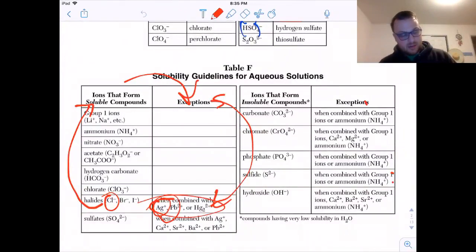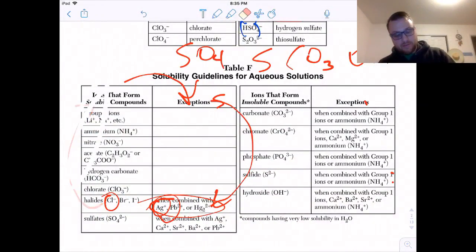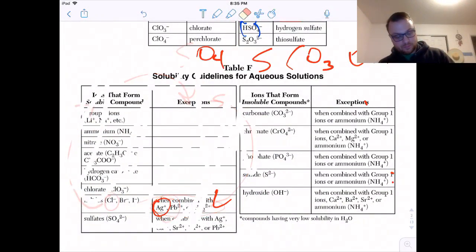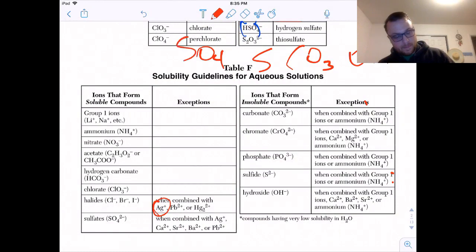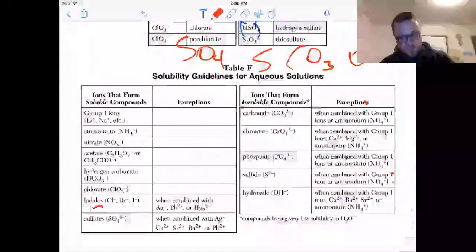SO4, is it soluble with Ba, barium? Sulfate is soluble unless it's with, would you look at that, barium. So it's insoluble with barium. It does not dissolve in water when it is with barium. No.